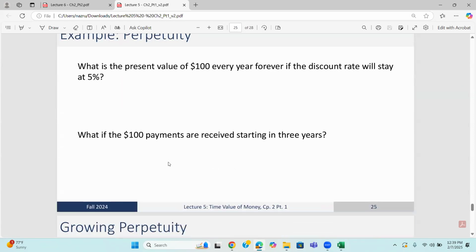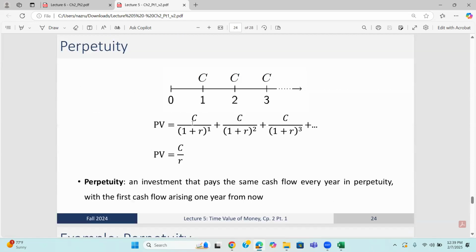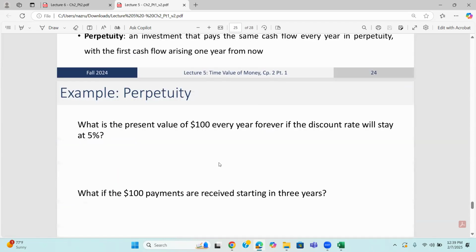Okay. Now the tricky part here. What if the $100 payments are received starting in 3 years? So there are like two compositions of the problem, right? If you go to the timeline, I would suggest you always draw a timeline on your sheet just to understand in which part you are calculating, right? It is very helpful to show the timeline when you calculate any present value. Okay, so in our question you can see it says it starts from the 3 years.